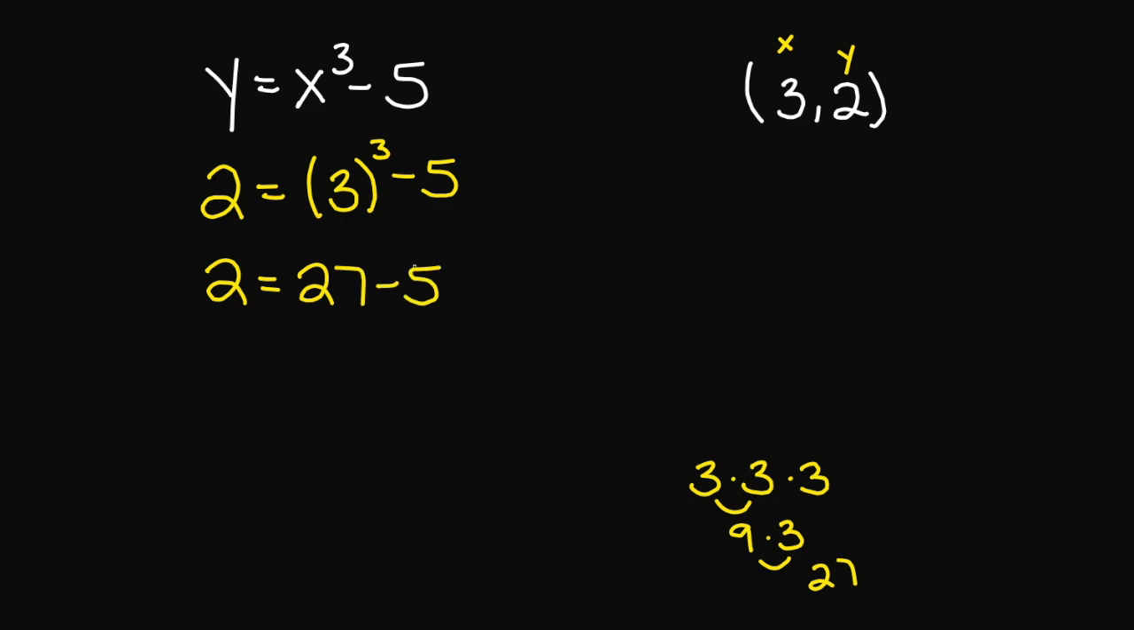And your left side here, you're going to also get 2. And then 27 minus 5 is going to give you 22. So is this a true solution? And the answer is no, it is not a true solution. So 3, 2 is not a solution to this equation here.